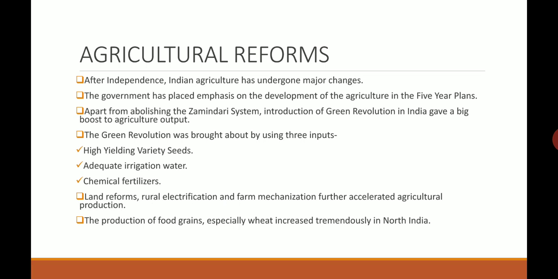Next is land reforms, changes in land holdings, rural electrification or providing electricity to almost every rural area, and farm mechanization, means using the latest farm technology. It has further accelerated agriculture production in India. The production of food grains, especially wheat, increased tremendously in the northern part of India.